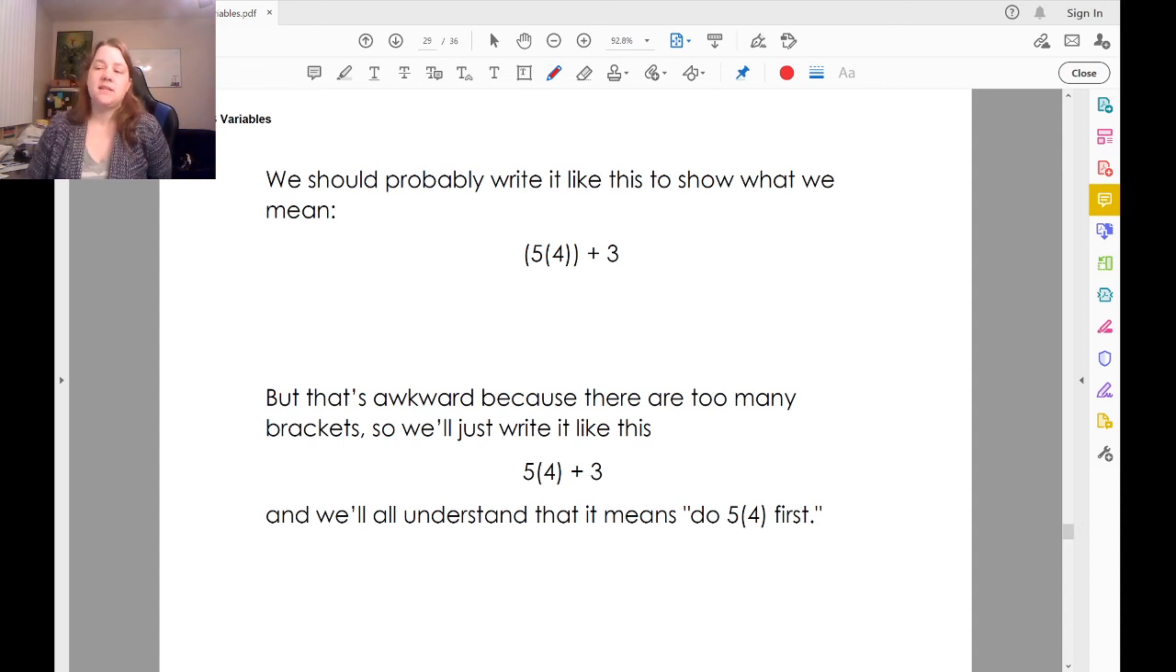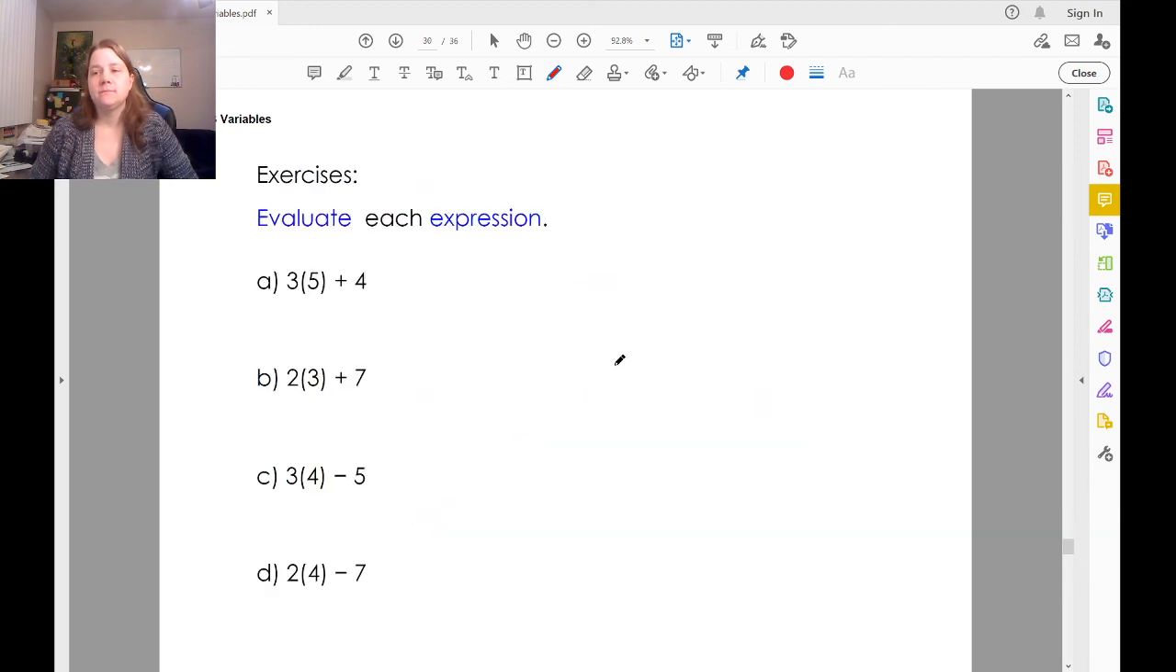So they're going to say, oh, we should put the parentheses around it, but that looks weird. So we'll just write it without the parentheses and know that we follow PEMDAS, or know that we're going to multiply first because we have the 5 directly attached to the 4. And you want to do things that are directly attached before you move outwards. So go ahead and solve these. Multiply first, then add. Give it a shot on your own, and when you come back, we'll talk about it.